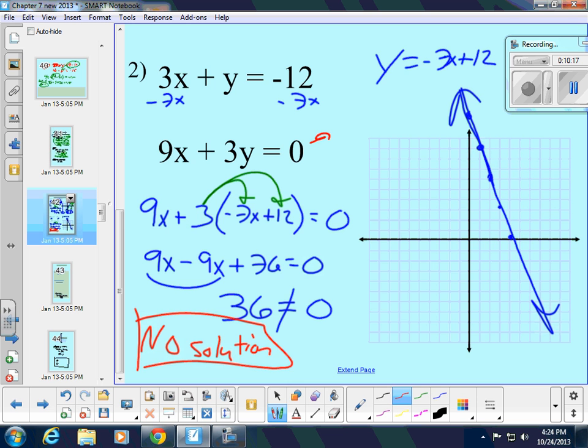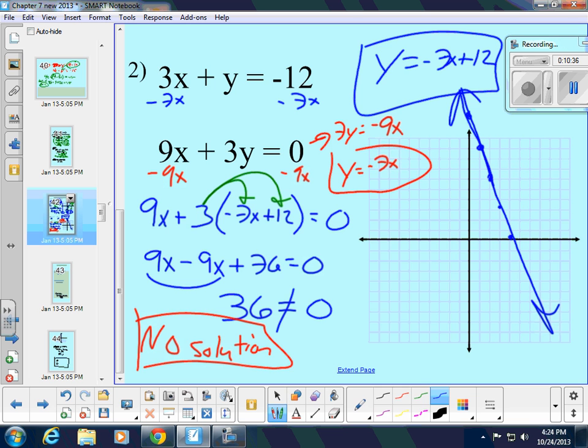I'm going to solve this one and put it in slope-intercept form. So I would subtract 9x from both sides, and that would give me 3y equals negative 9x. And if I divide both sides by 3, I get y equals negative 3x. So here's one of my equations in my system, and here's the other one. I've changed them both a little bit, but really they're still the same equation. This one starts at the origin and also has a slope of negative 3 over 1. So here would be this line.